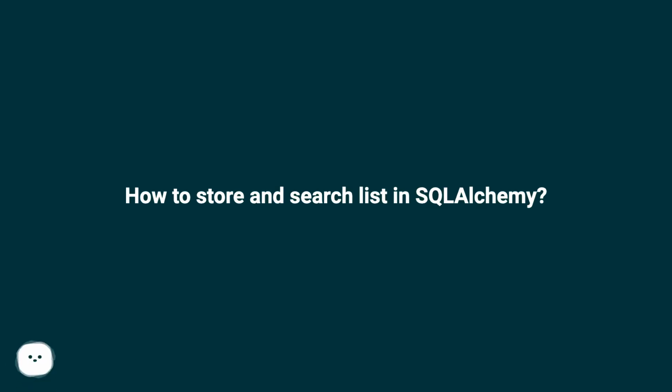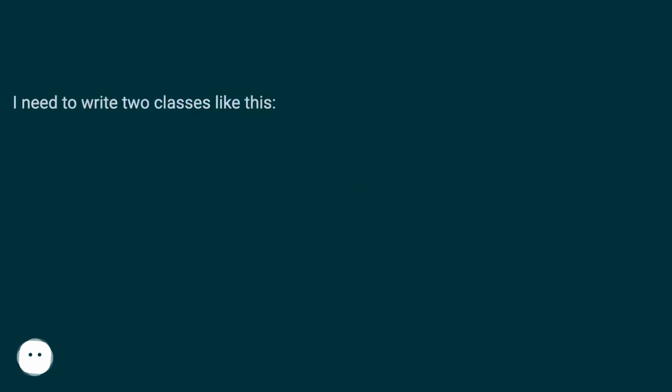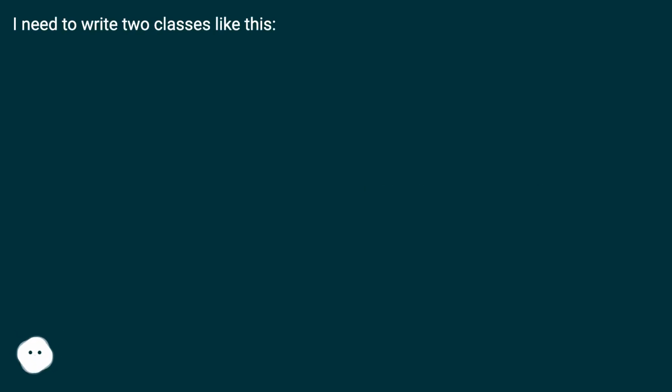How to store and search list in SQLAlchemy? I need to write two classes like this.